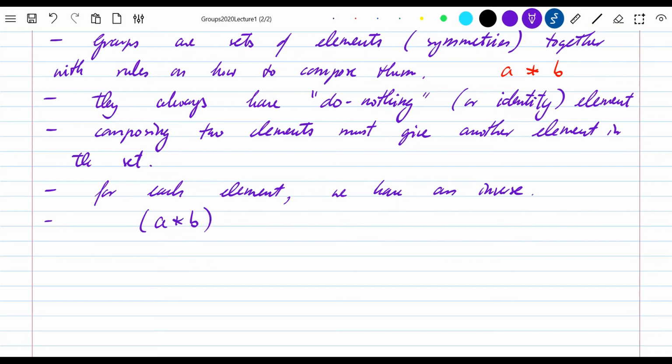I want to be able to say that if I compose A and B first of all, and then I compose the result with C, that needs to give me the same result as the composition of A with the composition of B and C. Okay, this is a rule called associativity. We'll see in the course why this is important.